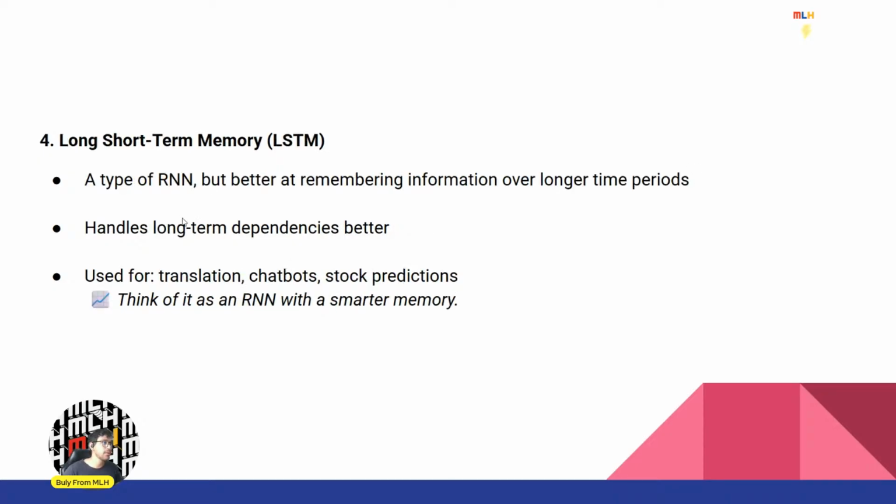Cool. We have long short-term memory, LSTMs, which are a type of recurrent neural network, but better at remembering information over longer time periods. They handle long-term dependencies better. You can think of it as RNNs with a smarter memory. It's like ChatGPT when you come back 4 days later, and it says, hey, remember the question I asked 4 days ago? I want to talk about that. ChatGPT can do that.